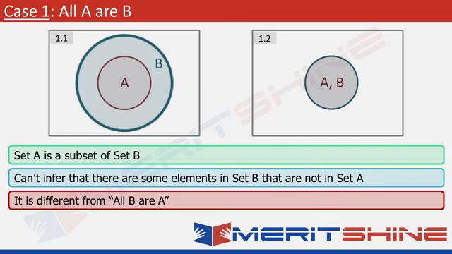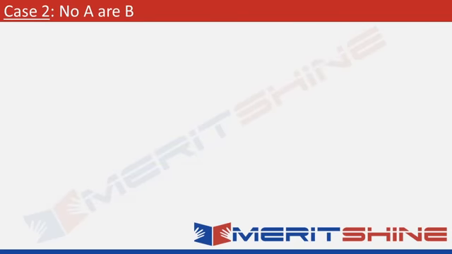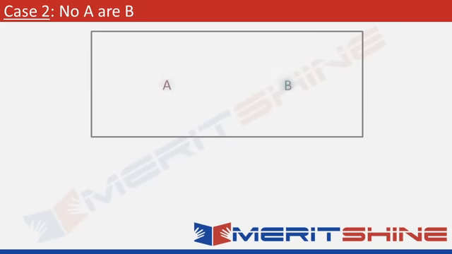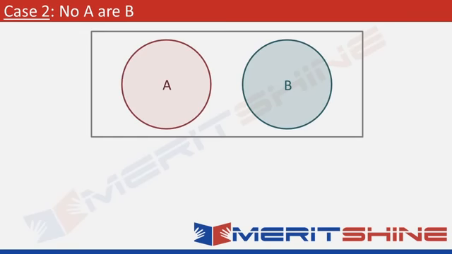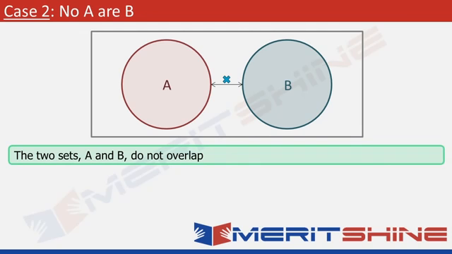Now let's look at the second case. No A are B. This is actually the simplest to understand. This is the figure. As you can see, these are disjoint sets, means they do not overlap. So in terms of set theory, there can be no element in A that is also there in B and vice versa.